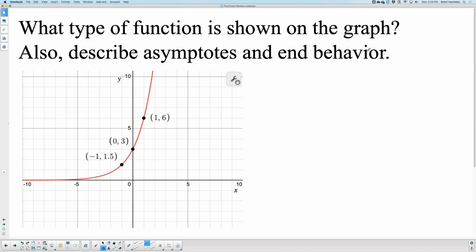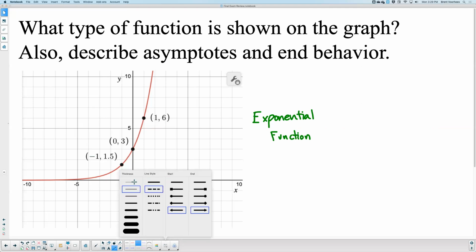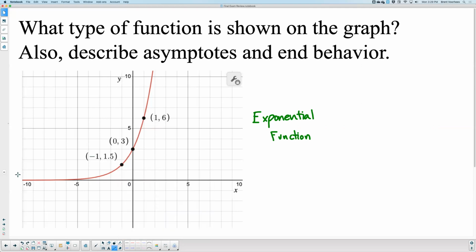For this one, it says, what type of function is shown in the graph? This would be an exponential function. Now, how do I know it's an exponential function? Well, the easiest way to tell is to look at the asymptote. So exponentials and logarithms each have an asymptote. In this case, the asymptote for this exponential function can be found here at y equals 0.